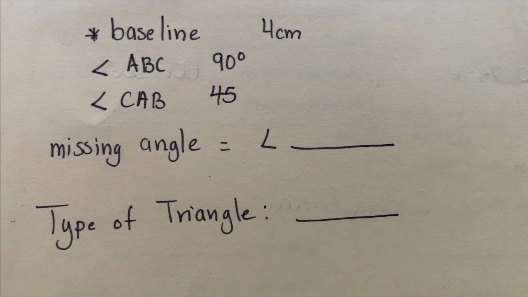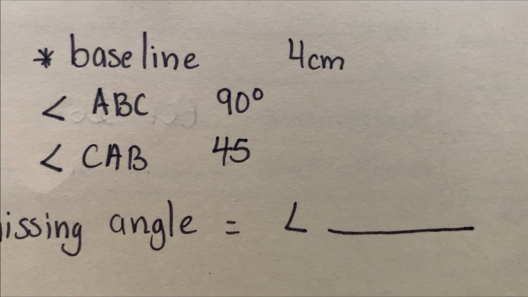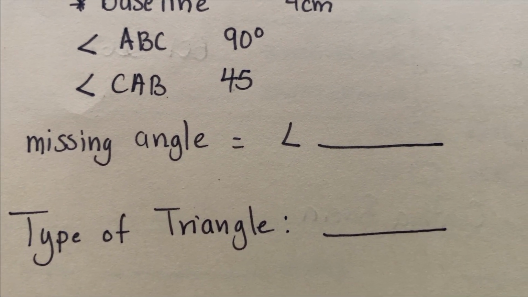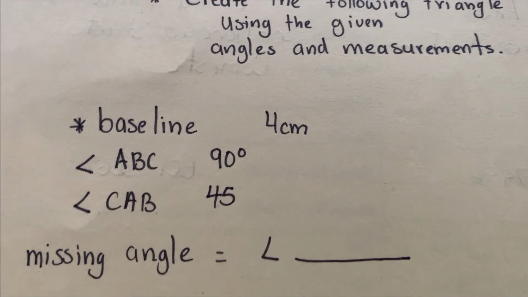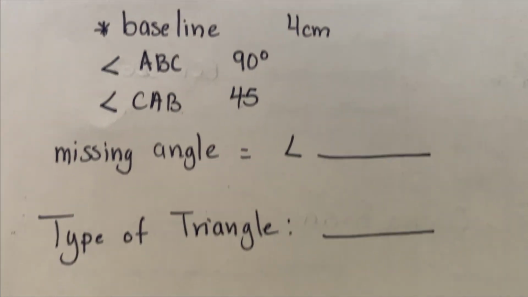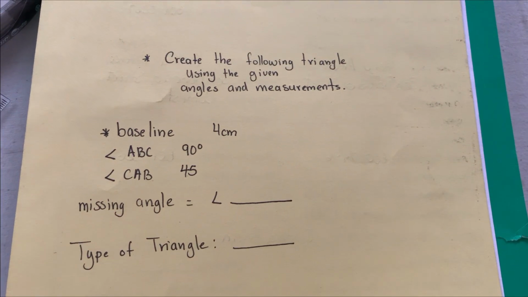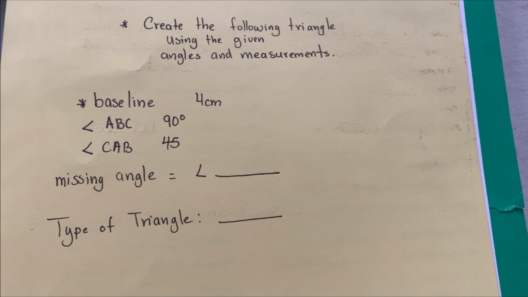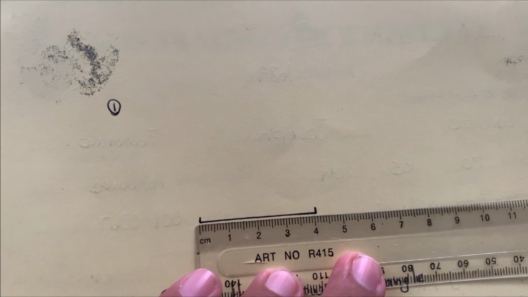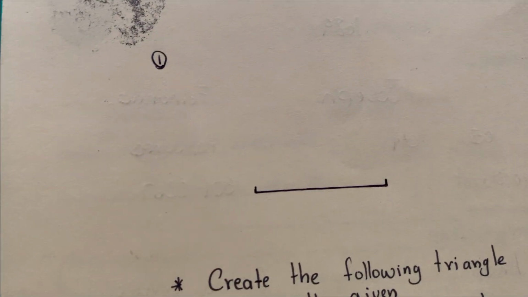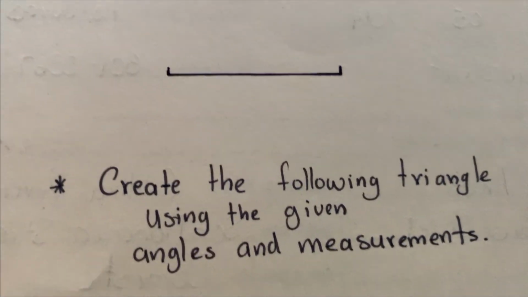Since a triangle has 3 interior angles, we are provided with 2 of them, 90 degrees and 45 degrees. So that means we need to find the one that is missing. And lastly, after you have created your triangle, you answer the one that says the type of triangle that you created. First things first, let's do our baseline, 4 centimeters. The baseline that measures 4 centimeters has been created. This is what would guide us to create the given angles.